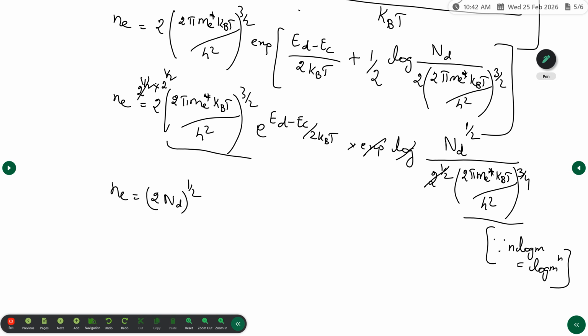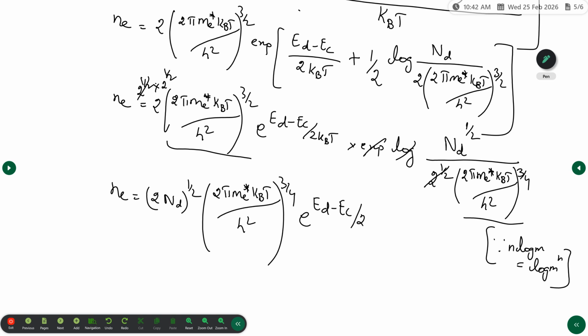So 3 by 2 minus 3 by 4, what is the value? Take the LCM and tell me. It is again 3 by 4. So you will get 2 pi ME star KBT by h square power 3 by 4, then exponential of ED minus EC by 2 KBT.